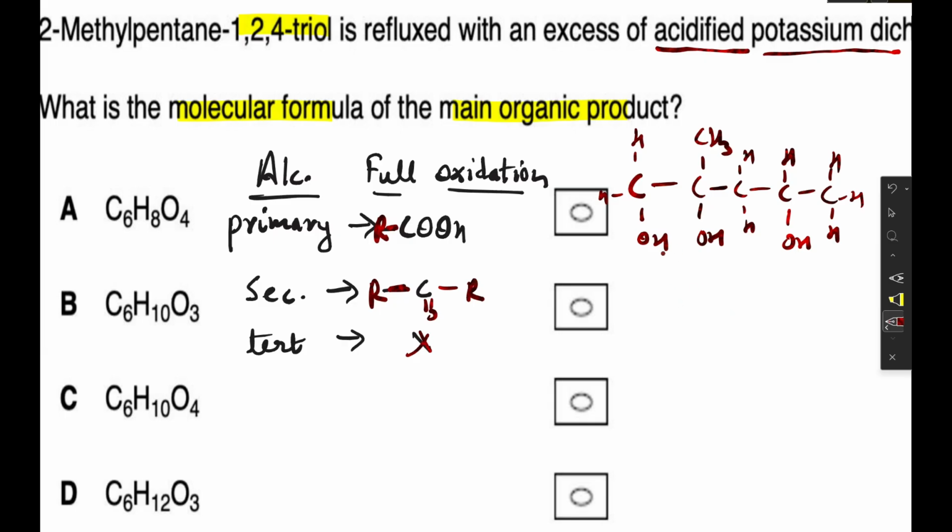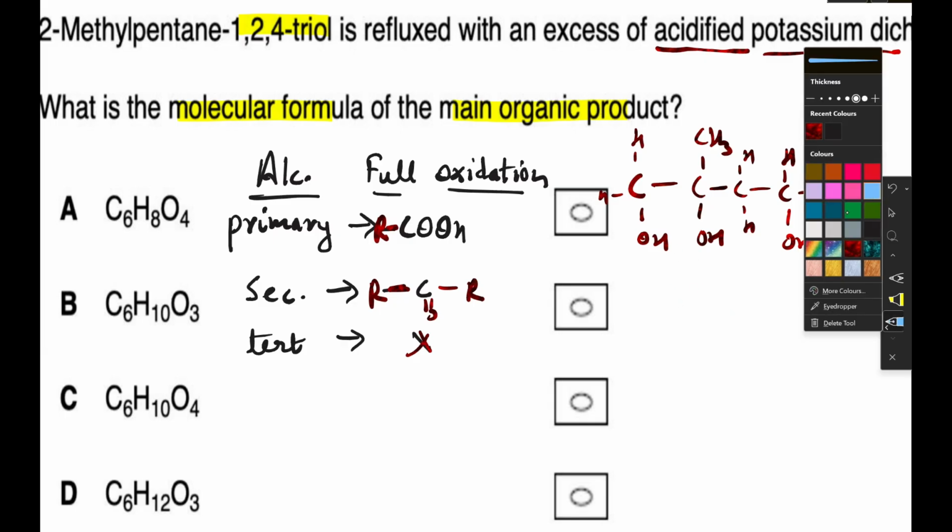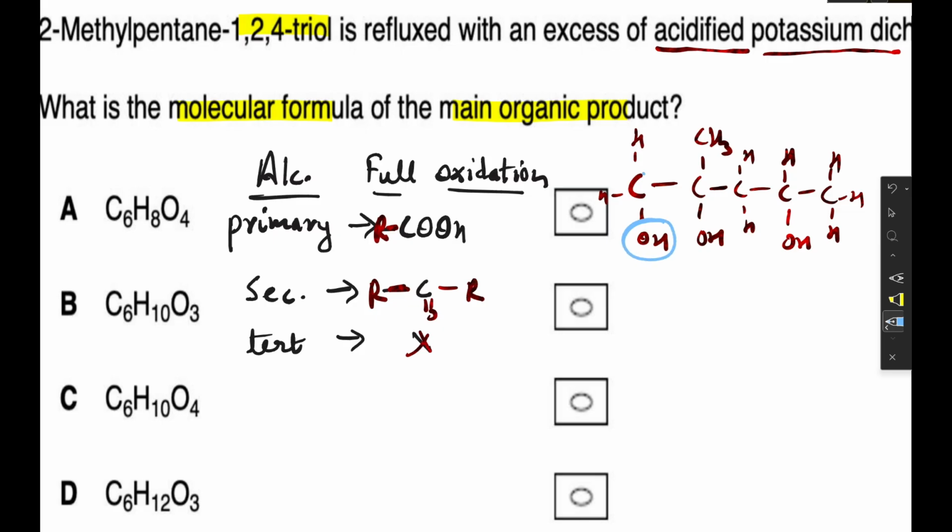Now, when you oxidize this compound fully, the rule we know is that if you see this carbon atom is primary, because the carbon which has the alcohol group is connected with only 1 carbon atom, so it's a primary. So this carbon will go and oxidize. It will make the acid.